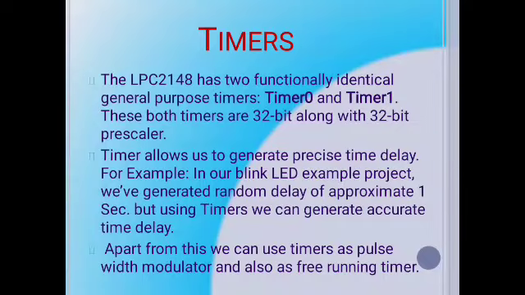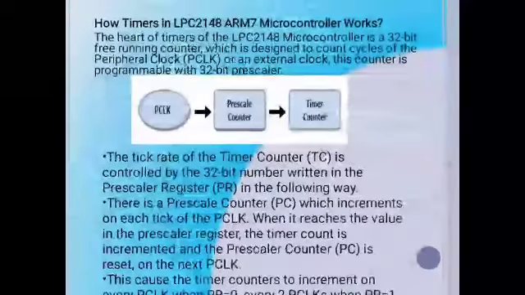Timers, the next important topic is timer. LPC2148 has 2 functionally identical general purpose timers, timer 0 and timer 1. Both the timers operate with a 32-bit prescaler. This timer allows us to generate precise time delays, for example to blink the LEDs. Some applications are like that. They can generate accurate time delays.